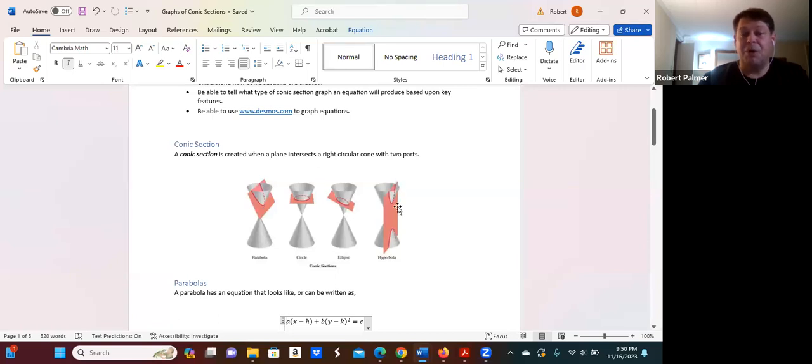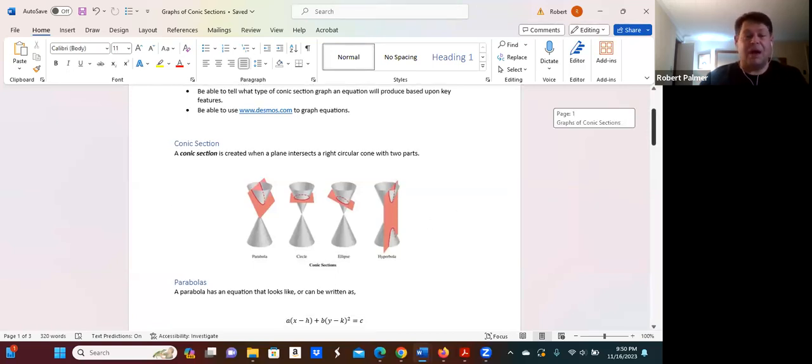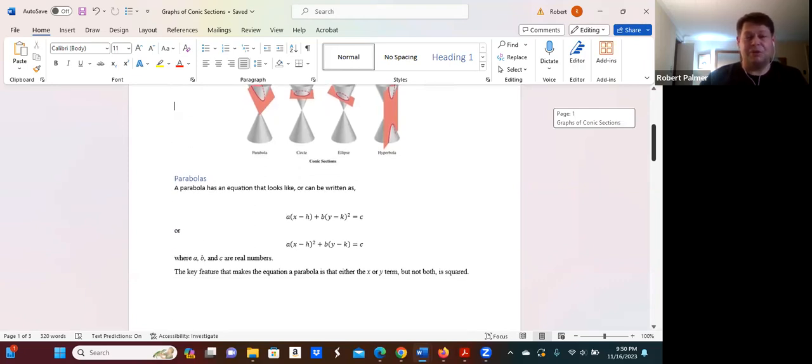And then if you actually cut across both cones, or this time, if your paper is aligned up and down with the axis, you get what's called a hyperbola. So it's almost like having two parabolas together. So those are your basic conic sections. So now, how do we tell them apart based on their equations?